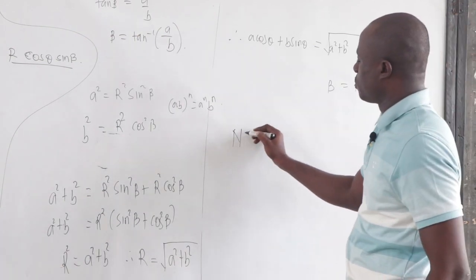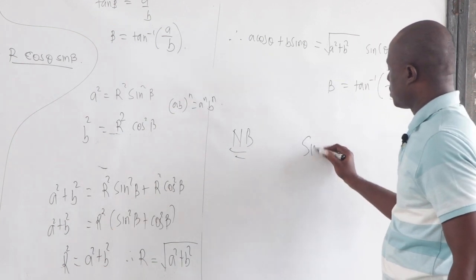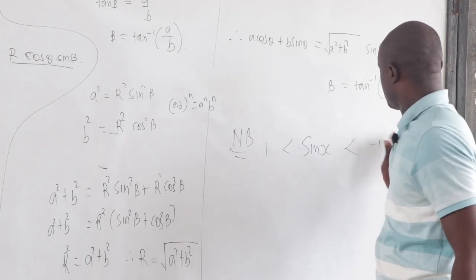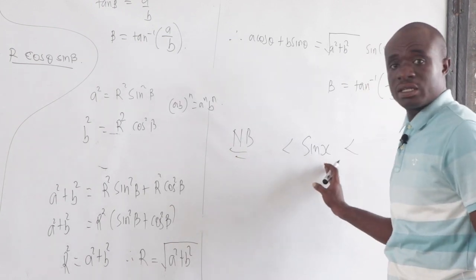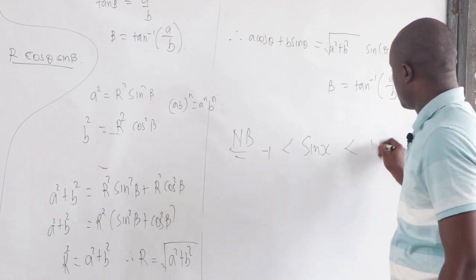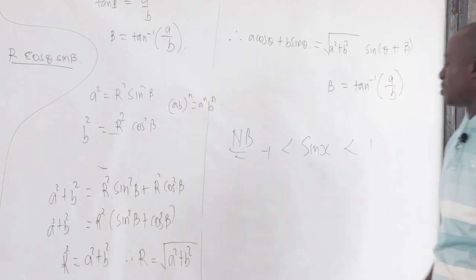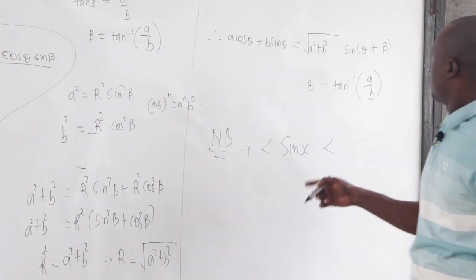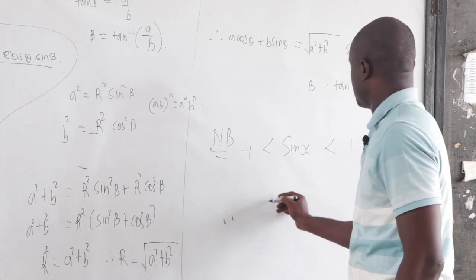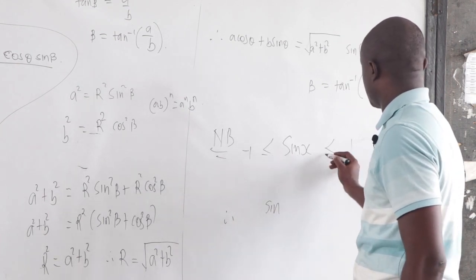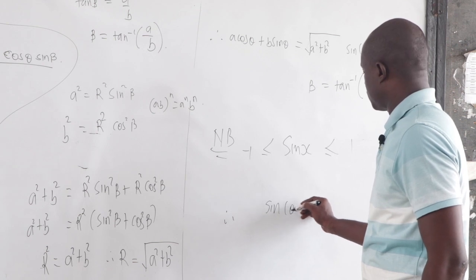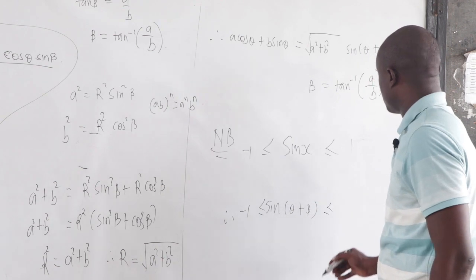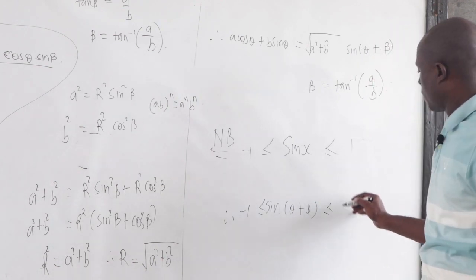Now, something that we are supposed to note: sine x is between negative 1 and 1. So we say the minimum value is negative 1, the maximum value is 1. So clearly, what can we also say? We can say that sin(theta plus beta) is greater than or equal to negative 1 and less than or equal to positive 1.